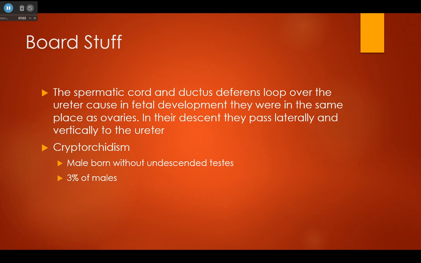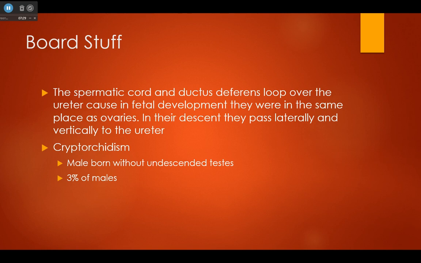The spermatic cord, if you look at it, and the ductus deferens, the vas deferens, they look like they loop up and over the ureters and then come into the back side of the bladder. And the reason why they loop around instead of not twisting around the ureter is because during fetal development, the ovaries and the testes are in the exact same location. We learned this in Jurassic Park.